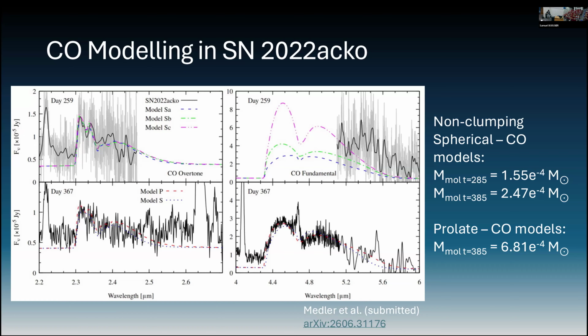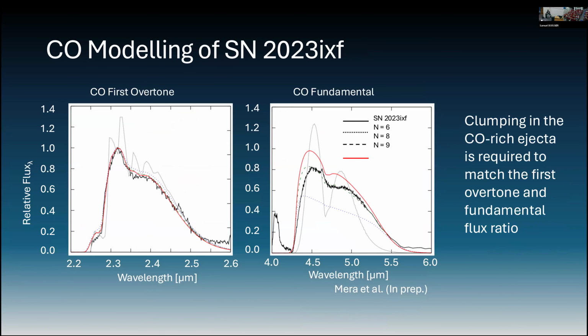While we could fit the later time observations with this prolate model, because it depends heavily on the first overtone and the fundamental, which sets the parameters of the ejecta and the shape of the clumps, we're unable to fit the first epoch. But we can see that there's a clear large increase in the CO mass between the two epochs, even with just the smooth non-clumped emission.